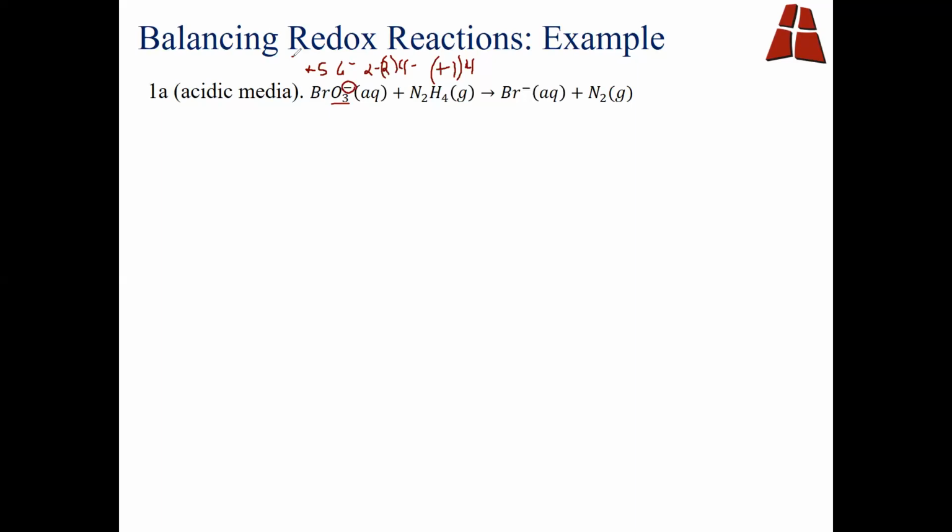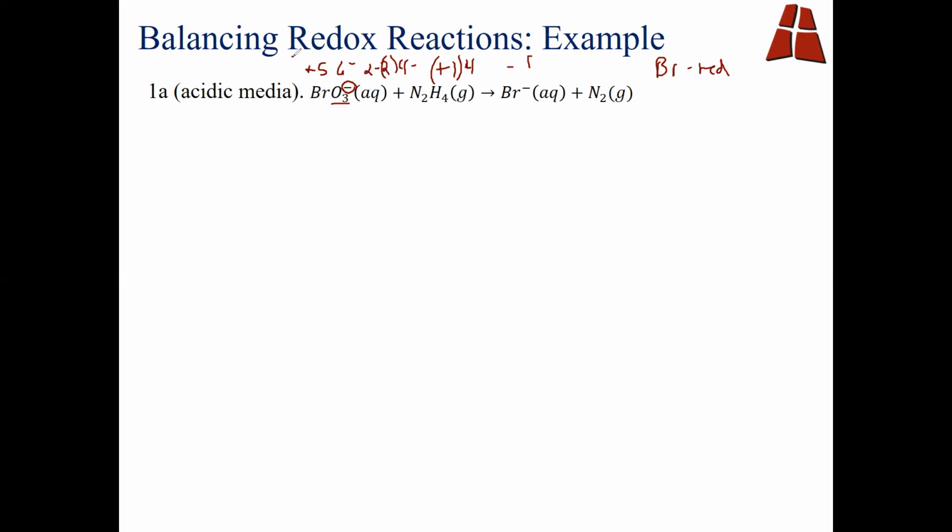If we look at our products, we should see a change in oxidation state. Bromide is just -1. So we get a change from +5 to -1 for our bromine, meaning that our bromine is getting more negative, meaning that it is going to be our reduced species.